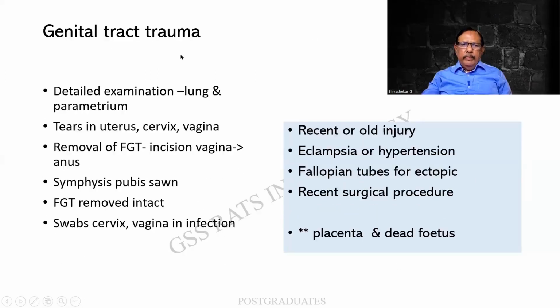Genital tract trauma: a detailed examination of the lung and the parametrium, and any tears in the uterus, cervix or vagina. The female genital tract is removed, with an incision from vagina to anus. This has to be done to find any abnormality in the intervening region. The symphysis pubis will have to be cut and the female genital tract removed intact. This is important, and it is not given any significance in routine autopsies.